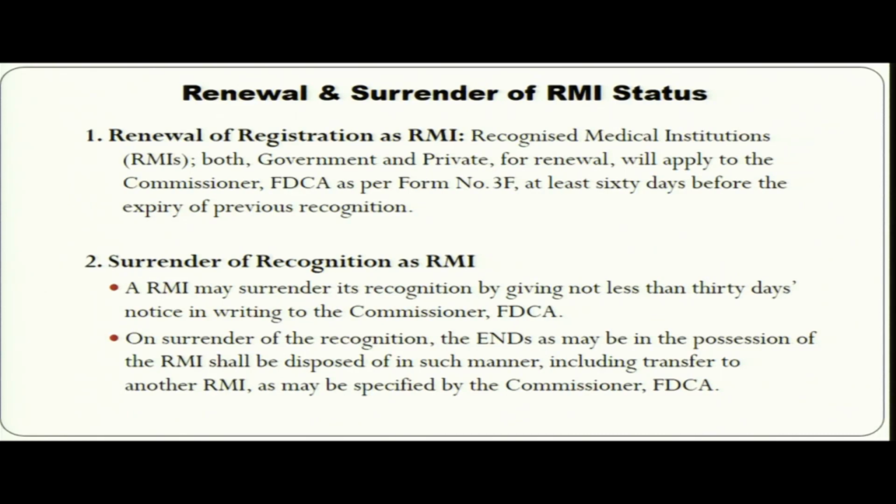Renewal and surrender of RMI status. Recognized medical institutions, both government and private, for renewal will apply to the Commissioner FDCA as per form number 3F at least 60 days before the expiry of previous recognition. Surrender of recognition as RMI: an RMI may surrender its recognition by giving not less than 30 days notice in writing to the Commissioner FDCA. On surrender of the recognition, the stocks that may be in the possession of the RMI shall be disposed of in such manner, including transfer to another RMI, as may be specified by the Commissioner FDCA.